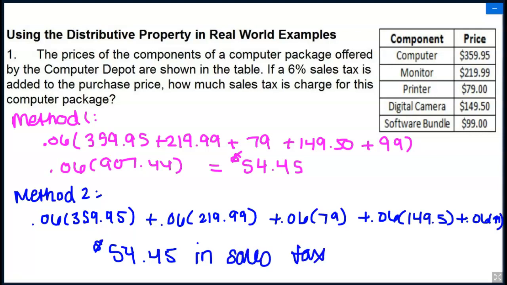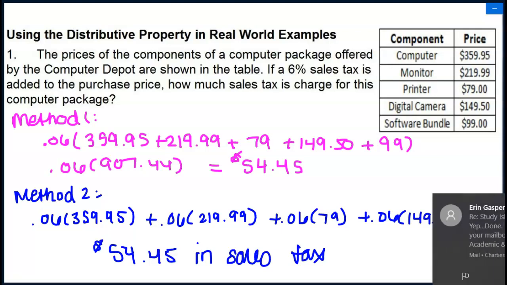So again, that's not the total cost. The total cost of the package is actually the $54.45 plus the $907.44. The $54.45 is only what he's paying in addition to the price of each part for tax.